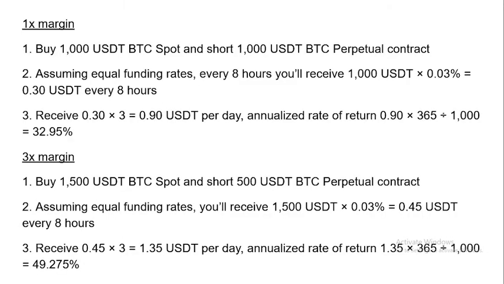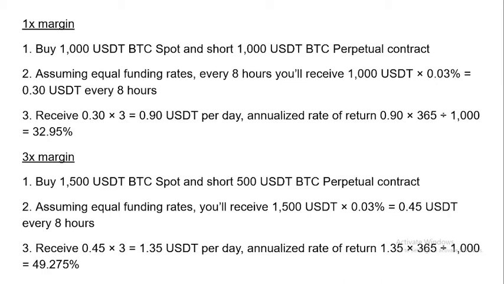So 1x margin, buy 1000 USDT of BTC spot and short 1000 USDT of BTC perpetual contract. So assuming equal funding rates every 8 hours, you receive 1000 USDT times 0.03% equals 0.30 USDT every 8 hours. So receive 0.30 times 3 is equal to 0.90 USDT per day. Annualized rate of return: 0.90 times 365 divided by 1000 equals 32.95%.